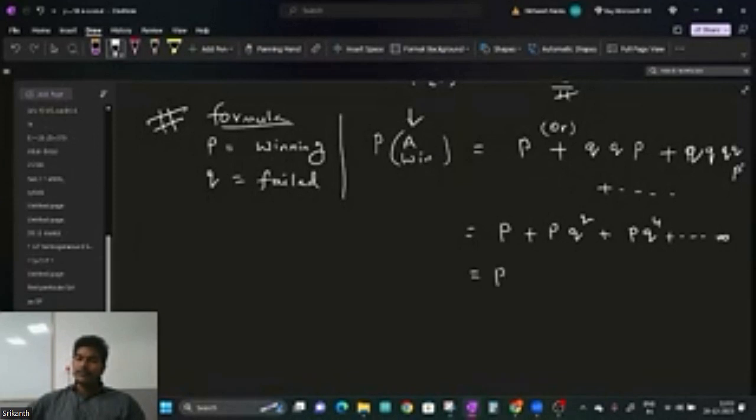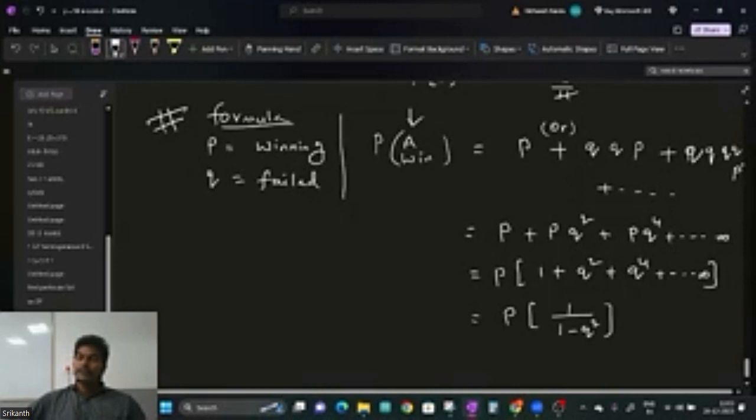So this is equal to P as a common term: 1 plus Q square plus Q power 4 plus and so on to infinity. P of, what is this? This is a GP, a geometric progression with an infinite number of terms. So this is what is called S infinity, A by 1 minus R. What is A? The first number. The common ratio is Q square. So this is the formula you should use for the probability of Mr. A winning: P by 1 minus Q square. Remember this formula for the probability of A winning.